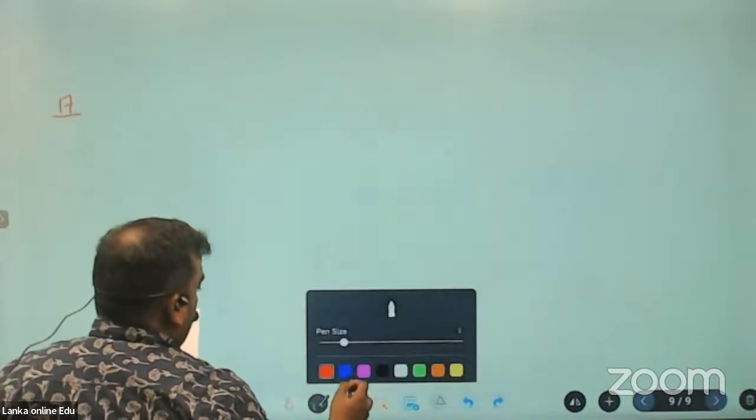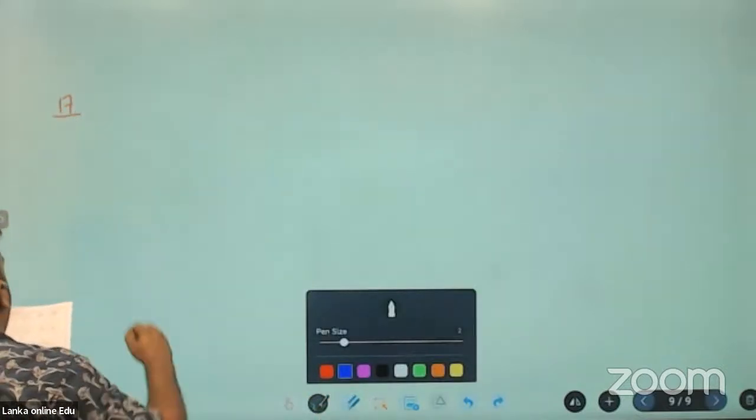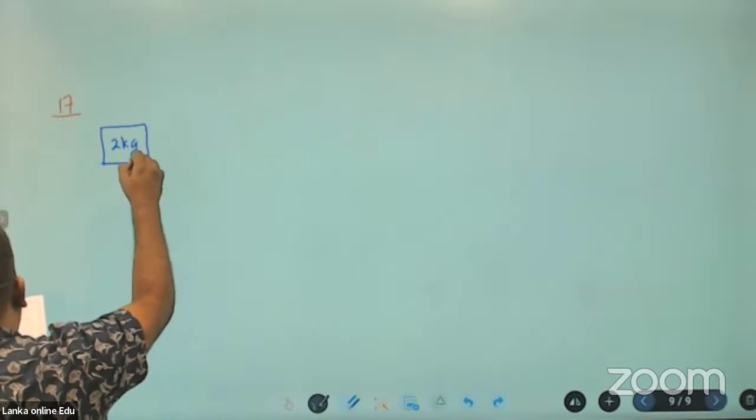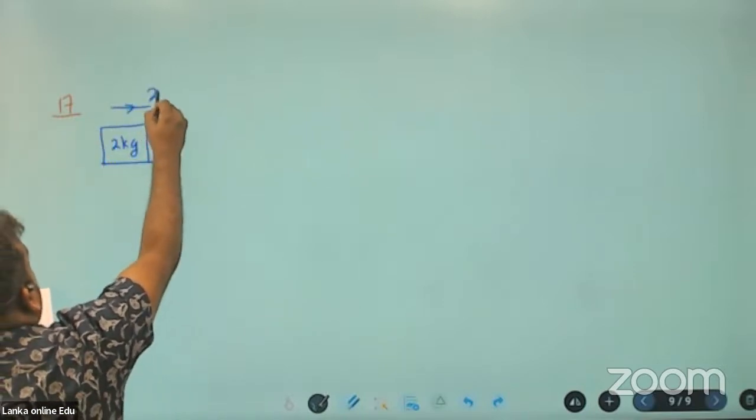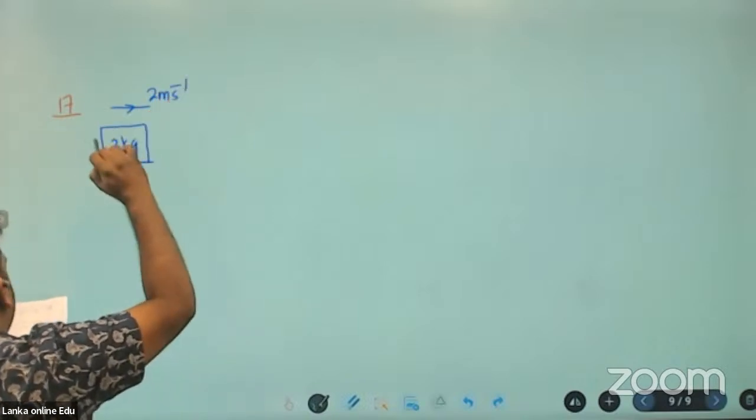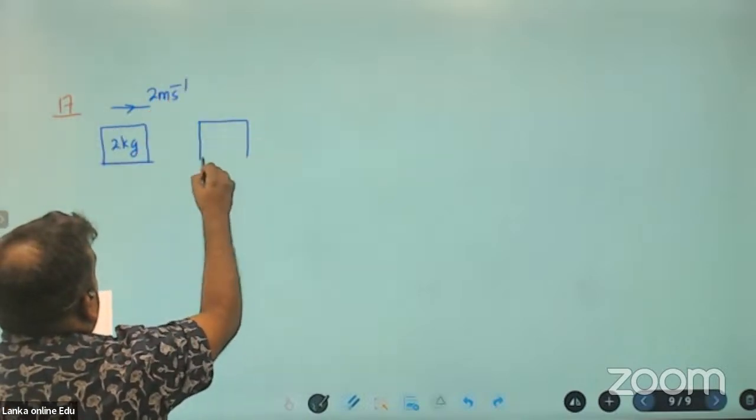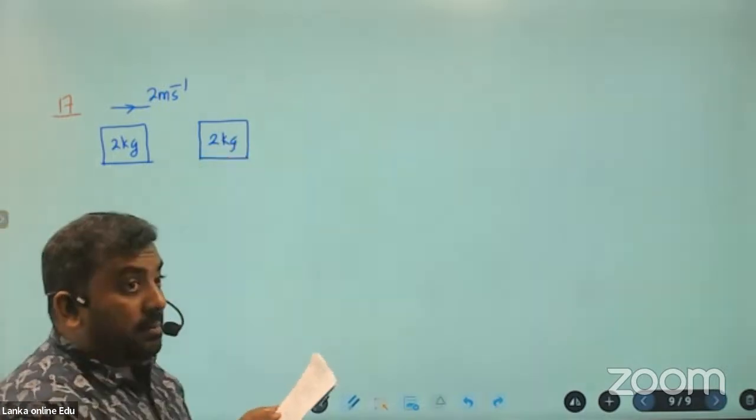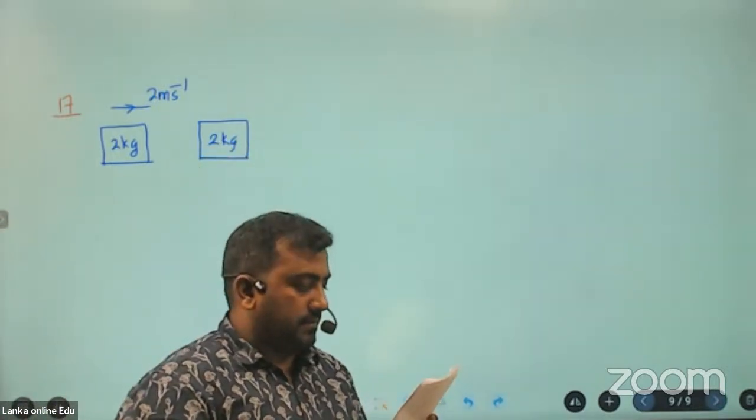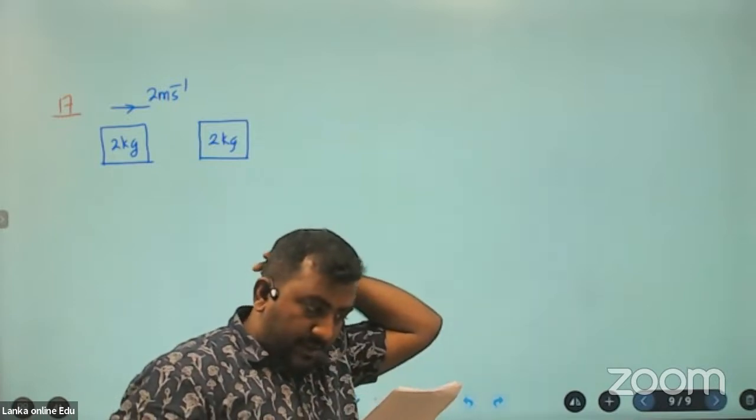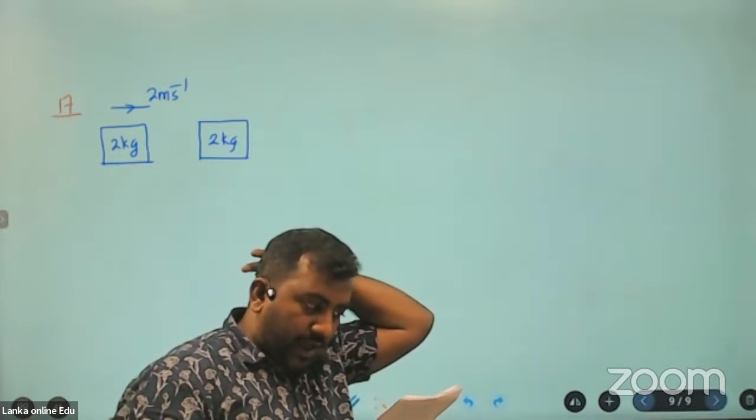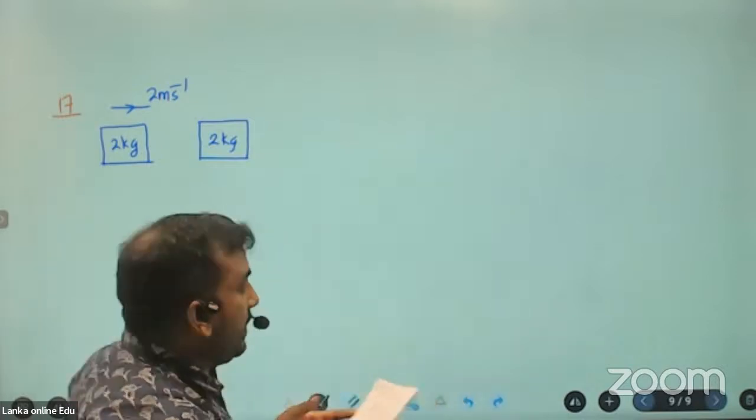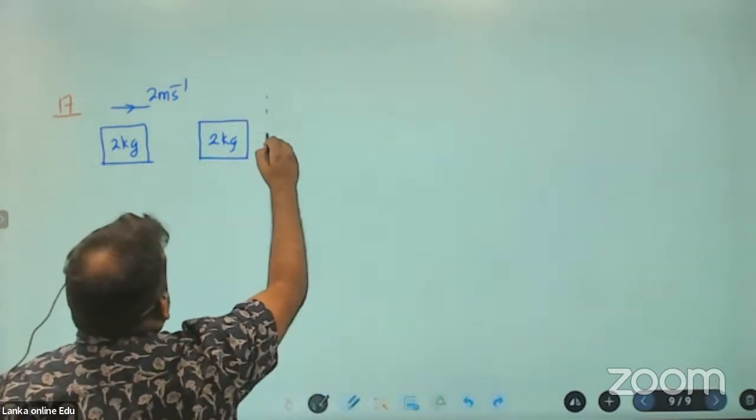MCQ 70. A wooden block of 2 kilogram, traveling at 2 meters per second, collides with another wooden block of mass 2 kilogram at rest in a completely inelastic collision. What's the percentage loss? What do you mean by complete inelastic collision?